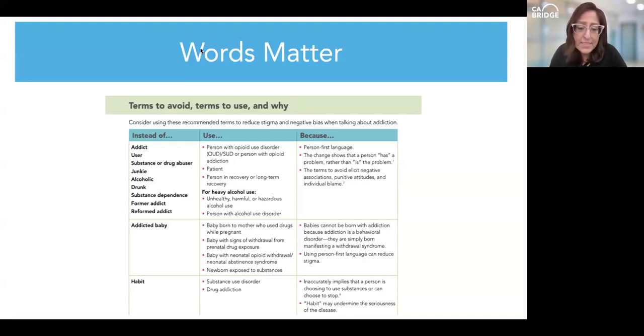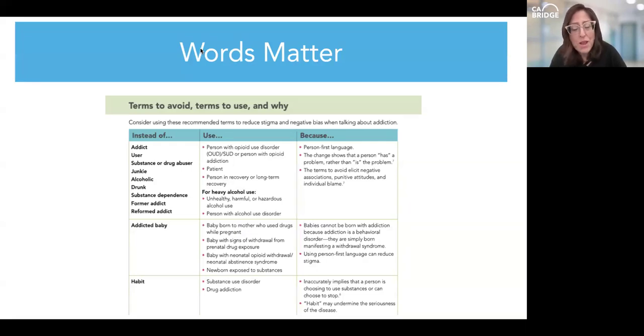Addicted baby, that's another one. Crack baby, addicted baby. Nothing breaks my heart more than when people say that. They may have a condition, and babies cannot be born with addiction because it is a behavioral disorder. They are simply born manifesting a withdrawal symptom. Okay, so using first person language can reduce that. They are a baby with neonatal opioid withdrawal or neonatal abstinence syndrome.